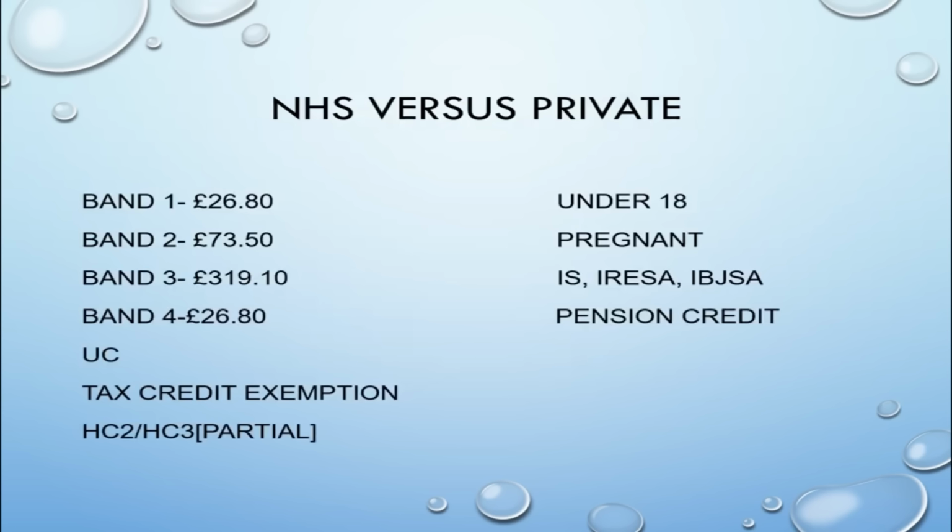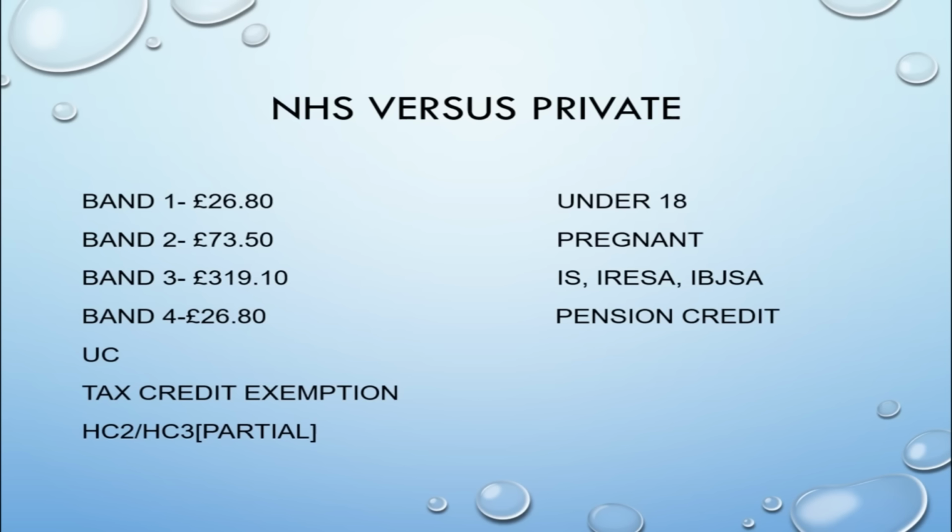These are the prices of NHS and private. So NHS prices, in order for things to be very simple, they've come up with this. Band 1 is a checkup, which is 26.80. This is 2024 prices. Every year the prices keep on changing. Band 2 is a filling, for example, a silver amalgam filling is 73.50.